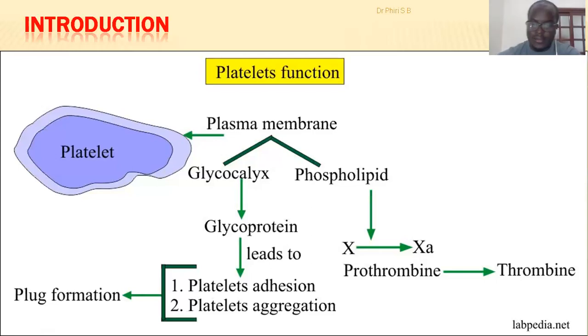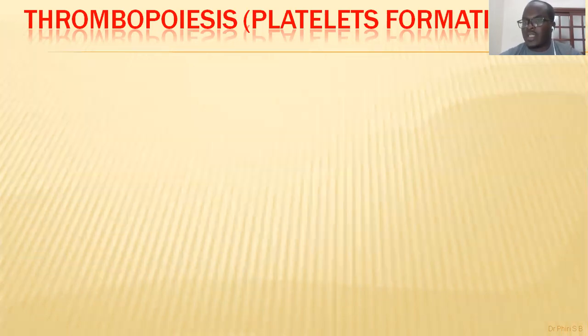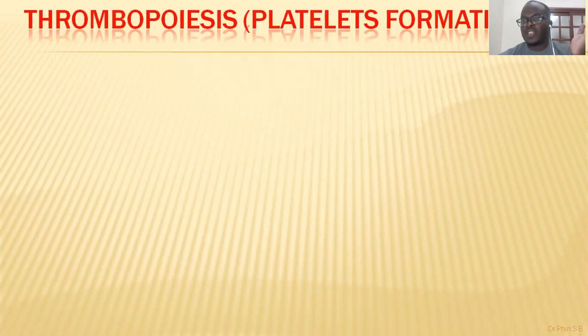So we proceed by looking at thrombopoiesis. This is platelet formation. It is a process by which thrombocytes, or platelets, are formed within the bone marrow. Remember, you have the long-term hematopoietic stem cell that can differentiate into the short-term hematopoietic stem cell, which will later differentiate into the multipotential progenitor cell. Then it can differentiate into committed cells. Some of them will differentiate into common myeloid progenitor cell and common lymphoid progenitor cell.